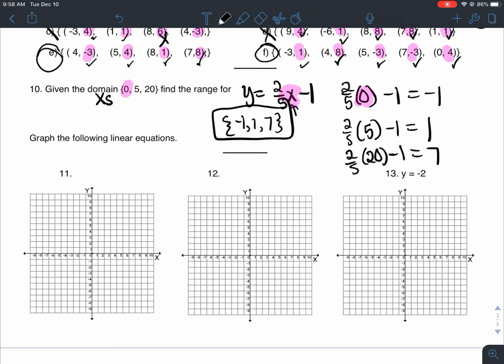Okay, so we're going to graph these linear equations. For number 11, it was y equals -3x plus 1. So we're going to start at 1, go down 3 to the right 1, down 3 to the right 1, down 3 to the right 1. For number 12, it's y equals 1/4 x plus 3. So we're going to start at 3, and then we're going to go up 1 over 4, up 1 over 4, down 1 left 4.